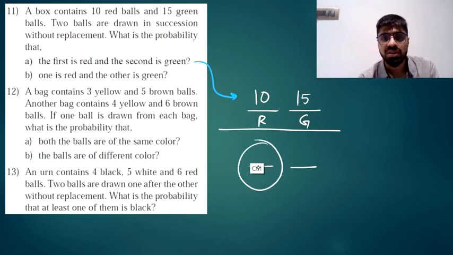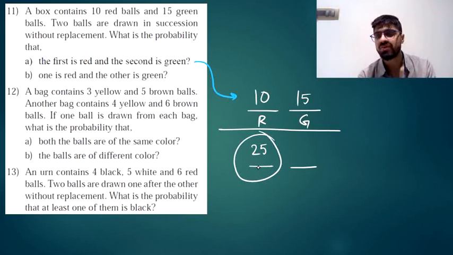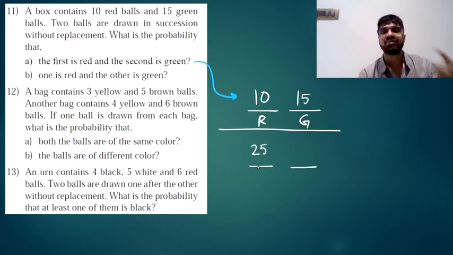The first ball can be selected in, see, there are 10 red and 15 green balls. So any one out of the 25 balls can be selected as the first ball. So 25 possibilities for selecting the first ball. And after the first ball has been selected, see, it's without replacement, okay? So you're not putting that ball back into the bag. So 25 possibilities for the first case, but once you have selected a ball, you put it aside. Now there are only 24 balls in the bag.